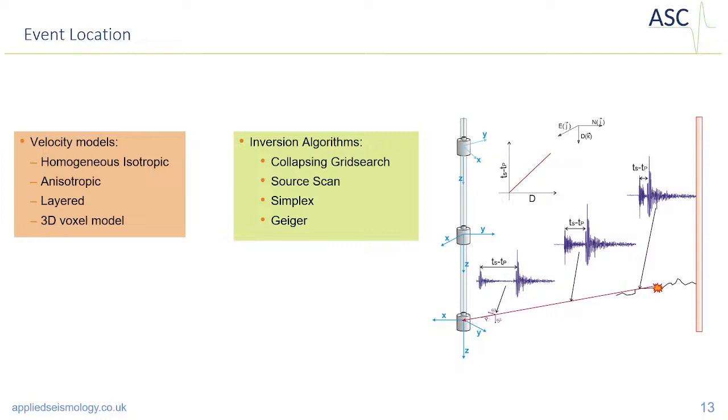And we also have other more basic algorithms such as the simplex or Geiger algorithms. These two don't allow the use of source vectors, so in a way they are more limited than the other two, but they are faster, more efficient, and they are standard location methods.